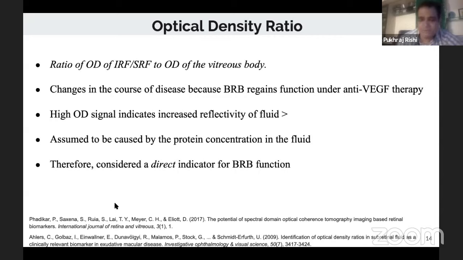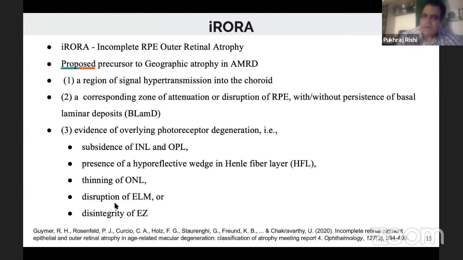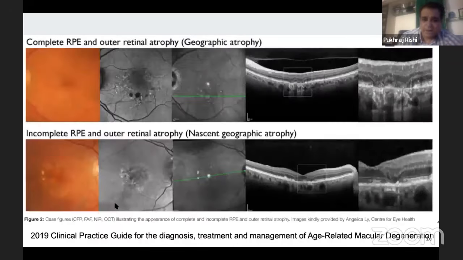So coming on to the retinal pigment epithelium, we know that RORA is RPE and outer retinal atrophy, and I stands for incomplete, and C stands for complete RORA. So CRORA stands for geographic atrophy, and incomplete RORA is a precursor of geographic atrophy. And here are the scans.